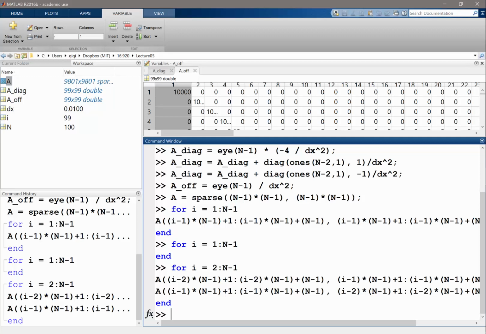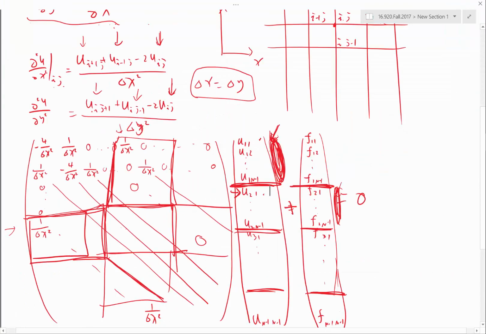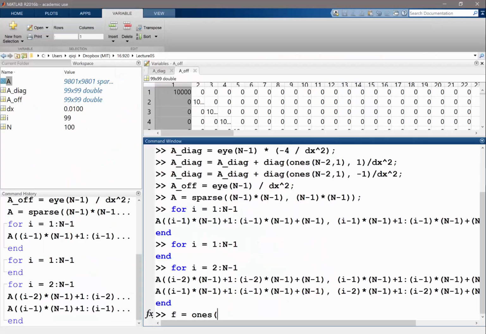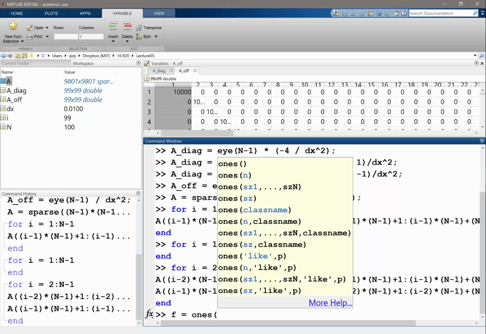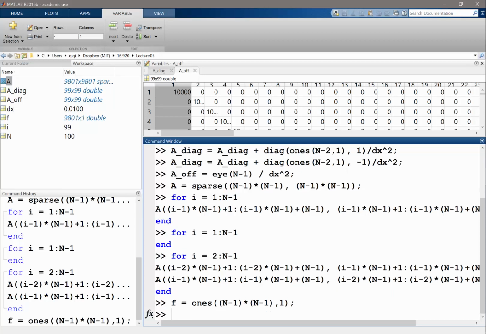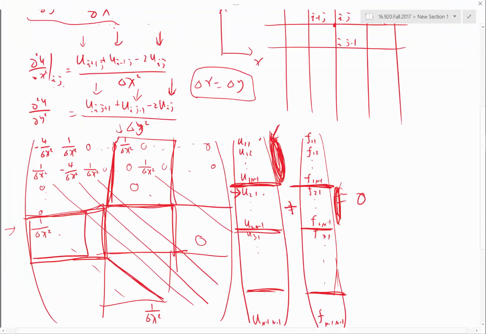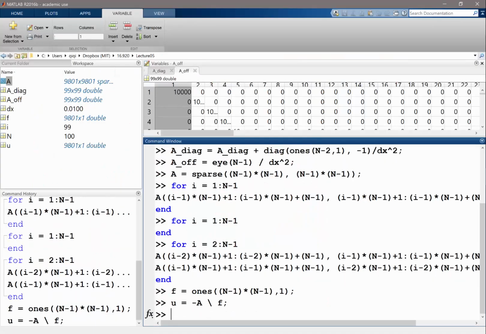Okay, no. So let's solve this equation with an f that is pretty simple for now. So let's set f to be 1 everywhere. So f is going to be 1's, n minus 1 times n minus 1 by 1, right? So let's set f to be just all 1's. And my u is going to be A backslash f. I think I need a minus sign because I need to move f to the right hand side, so I get a minus. So that's my u.